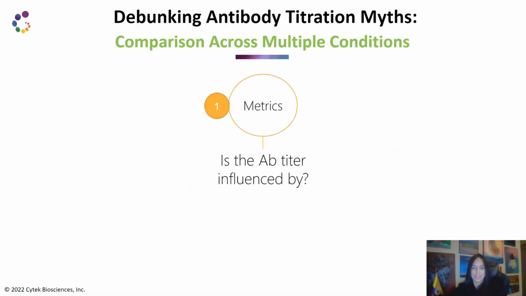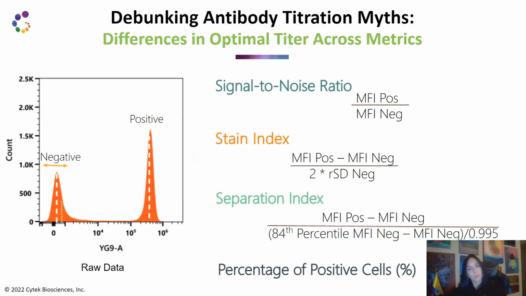So let's start with the metrics. And just to summarize, these are the metrics that we compare: signal to noise ratio, stain index, separation index, and always together with the percentage of positive cells.